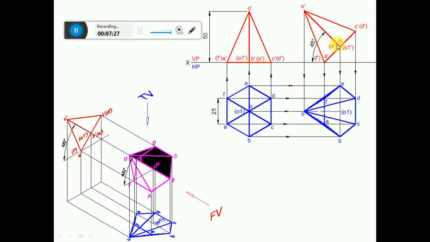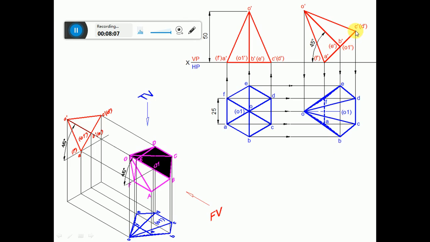Now we need to write the top view. When you want to write the top view, draw a vertical projector from O dash and draw a horizontal projector from O to get this point O. Similarly, draw a vertical projector from A dash, F dash and draw a horizontal projector from F and A to get these 2 points A, F. Similarly, draw a vertical projector from B dash, D dash and O1 dash and draw a horizontal projector from D, and draw a horizontal projector from O1, and from E to get these points B, O1 and E.